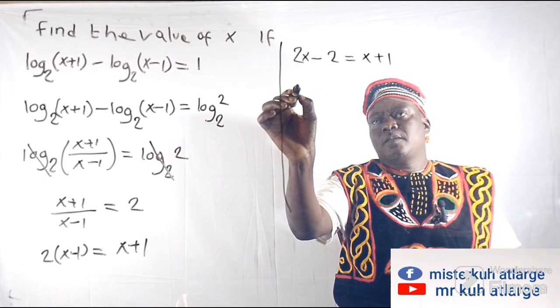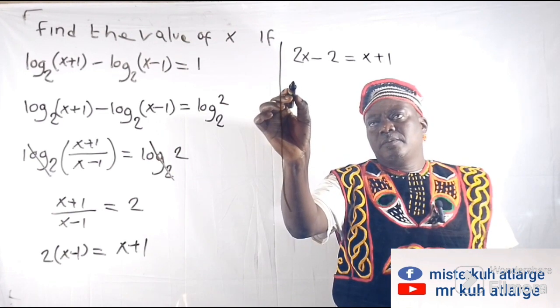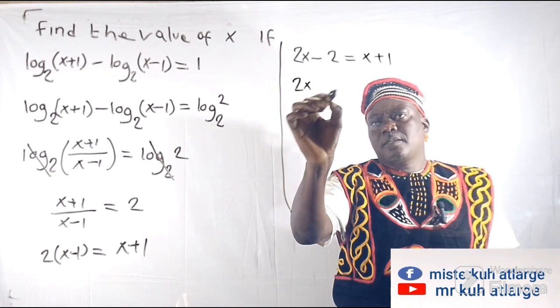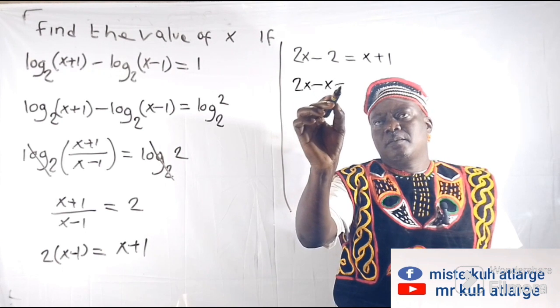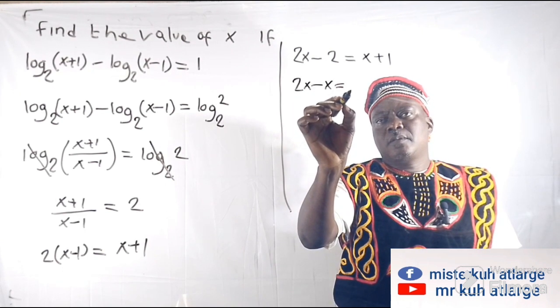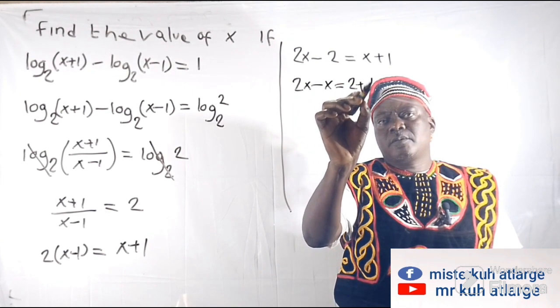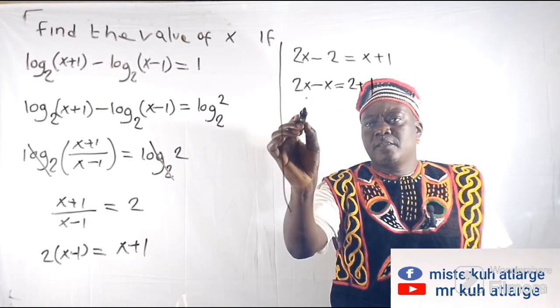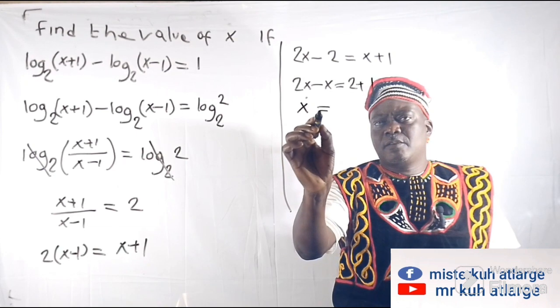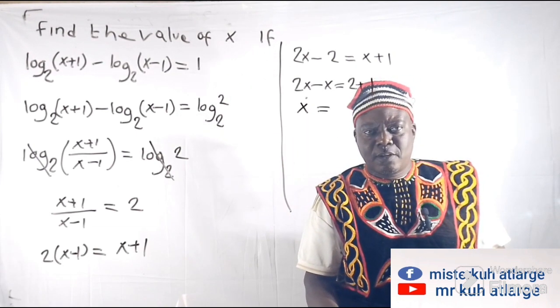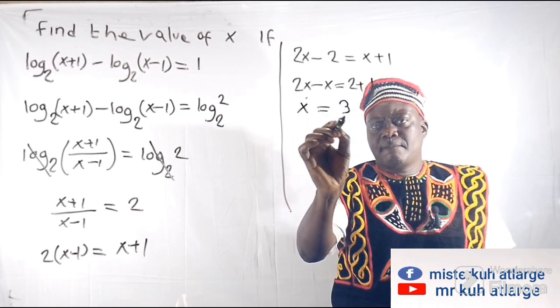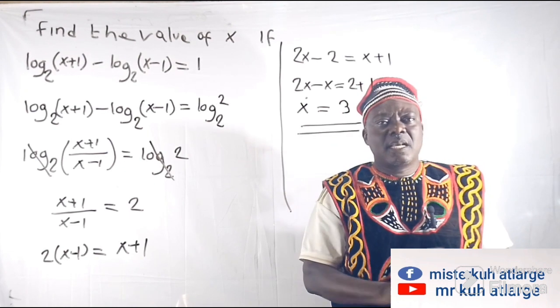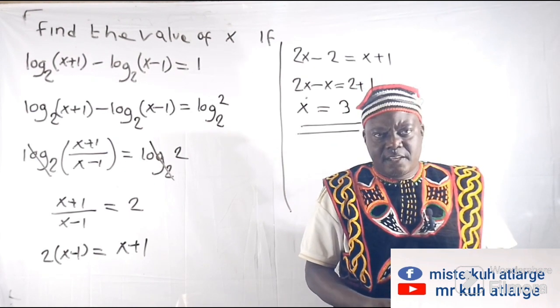So you have 2x minus x plus 2 plus 1. 2x minus x, you have x equals 2 plus 1, 3. That is the final answer.